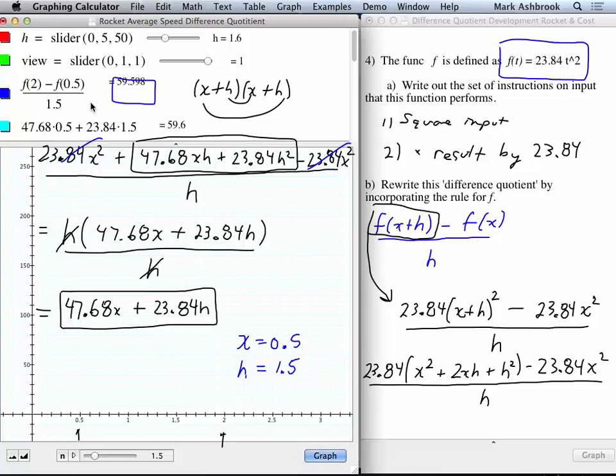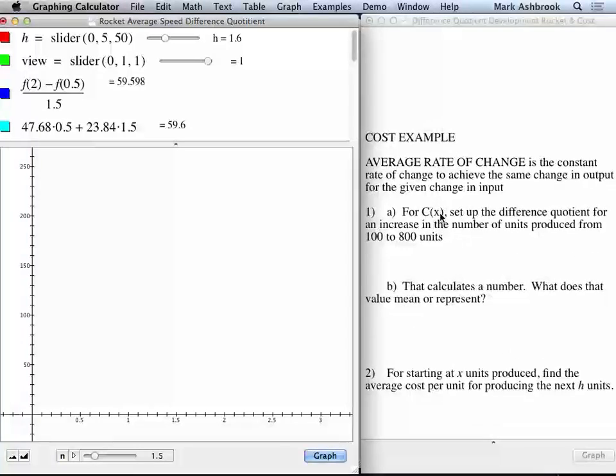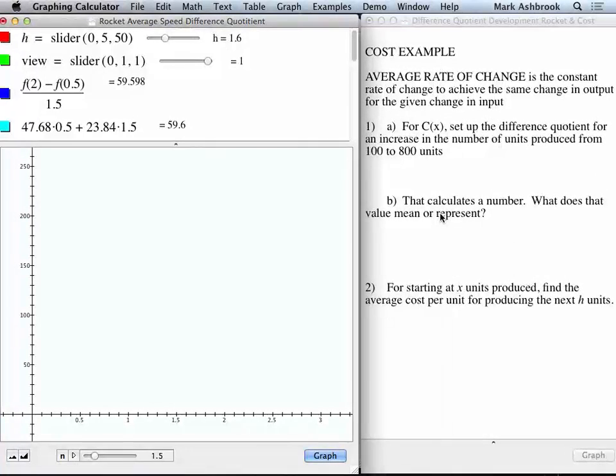Can I erase what I've written? Can I swipe that? Okay. So, new example. Oh, wow. Oh, no, we got time. All right, cool.